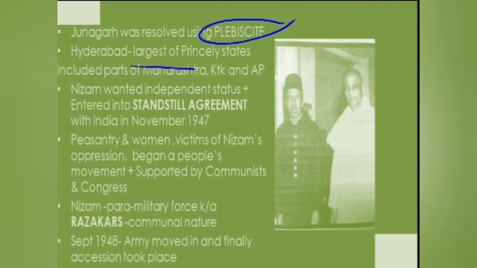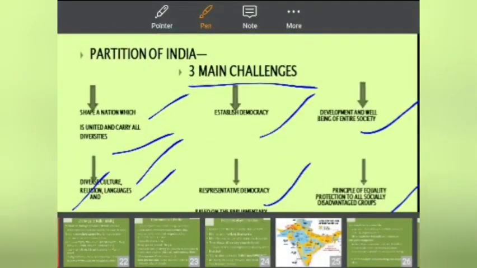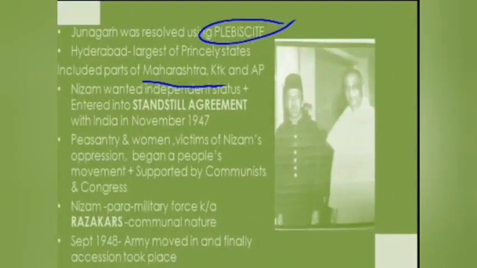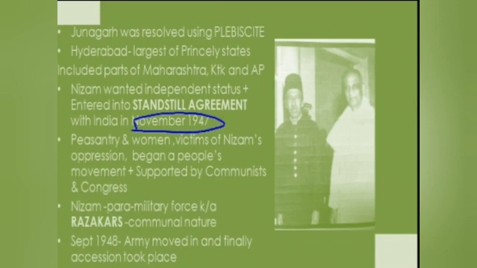Hyderabad, the largest princely state, included parts of Maharashtra, Karnataka, and Andhra Pradesh. The Nizam wanted independent status, so he entered into a standstill agreement with India in November 1947, because it was August when India got freedom. Okay, but in November 1947, the Nizam entered into a standstill agreement, meaning an agreement which will be highly recognizable, meaning no one can stop that power, no one can withdraw that power.